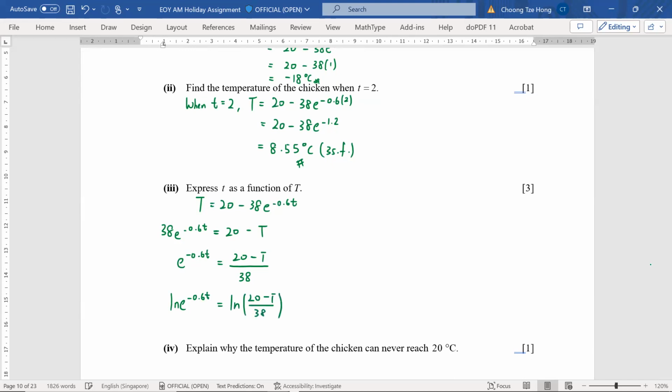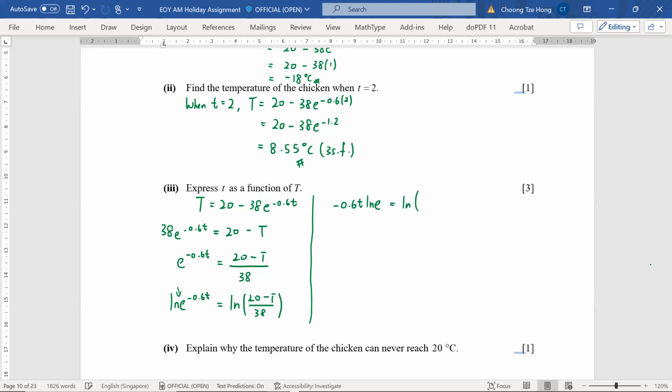Okay, so why do we want to ln both sides? Because there's an e over here, and ln is base e. And we know that ln e is going to become 1. So we're going to apply the power law. We're going to bring the negative 0.6t, which is the power, all the way down.